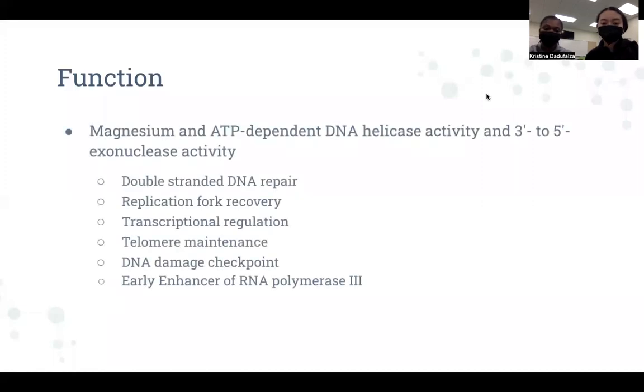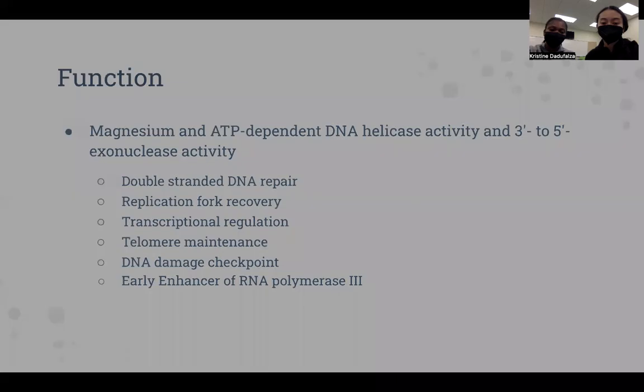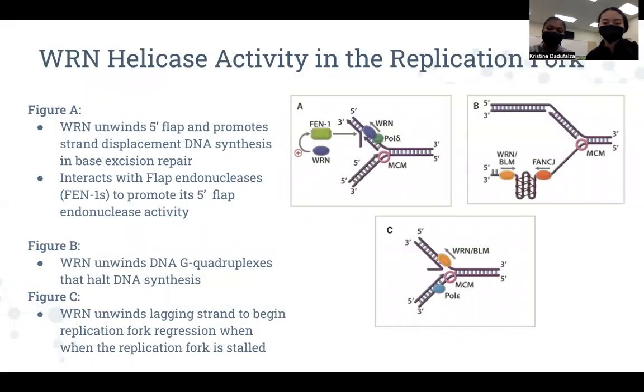Moving on, we will review the functions of WRN helicase. This enzyme has both magnesium and ATP-dependent DNA helicase activity and 3' to 5' exonuclease activity towards double-stranded DNA with a 5' overhang. These activities allow it to maintain the structure and integrity of DNA. Examples would include double-stranded DNA repair, replication fork recovery, transcriptional regulation, telomere maintenance, DNA damage checkpoint, and early enhancer of RNA polymerase III.